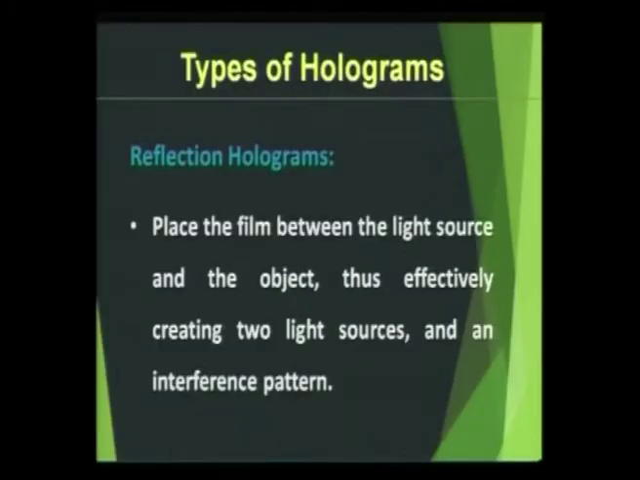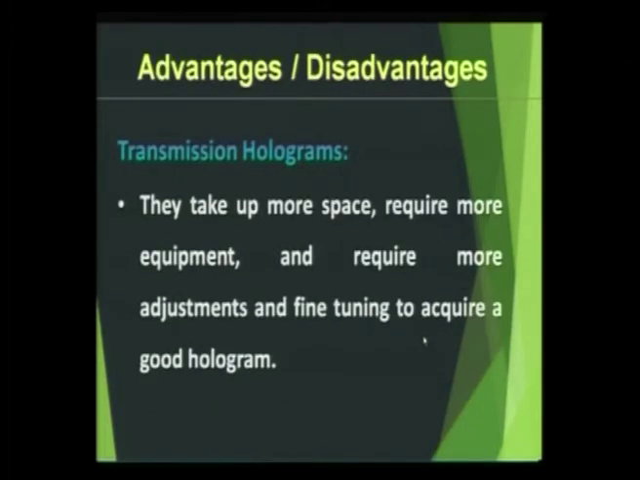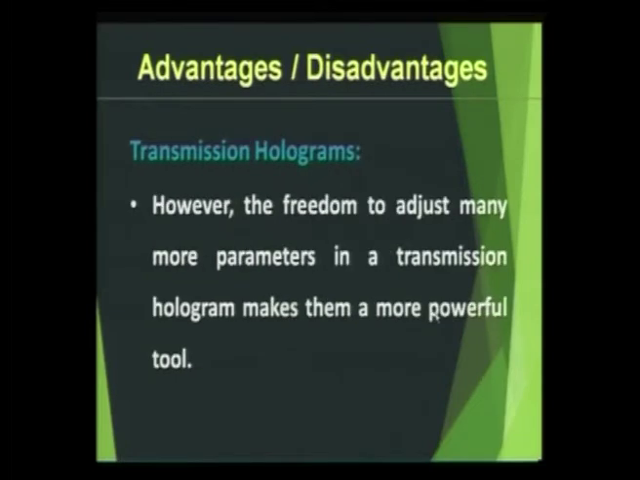The reflection hologram is a different kind of thing. It is much cheaper, but it is not as good as what is called a transmission hologram, which is much costlier. In this case, place the film between the light source and the object, thus effectively creating two light sources and an interference pattern. Transmission holograms take up more space, require more equipment, and require more adjustments and fine tuning to acquire a good hologram, a costly process.